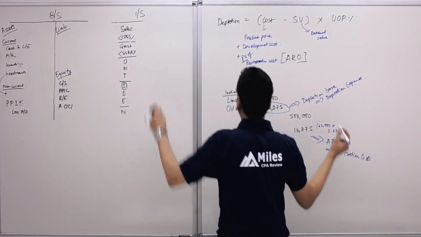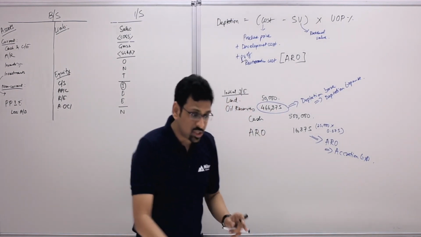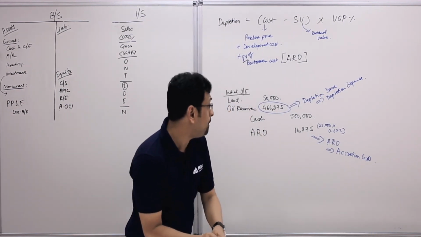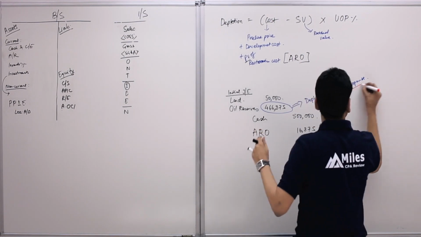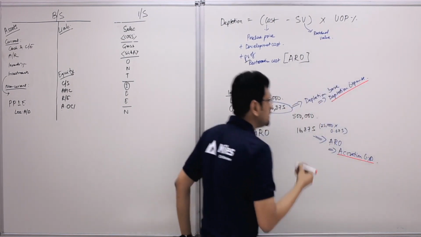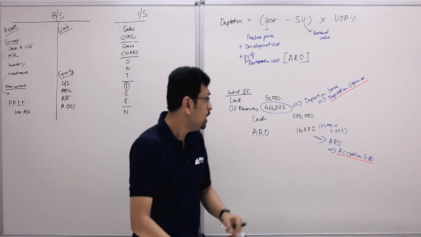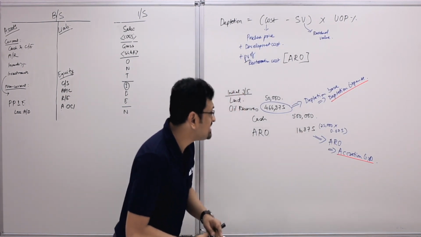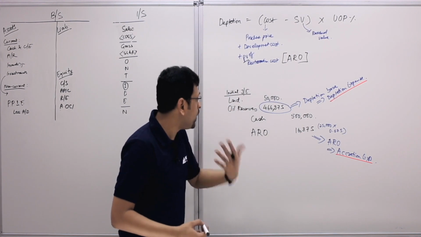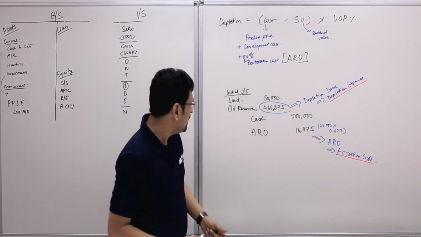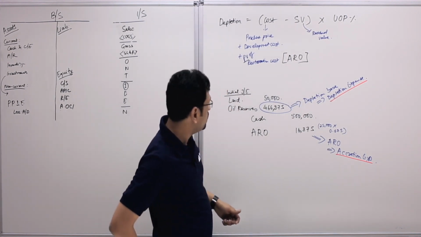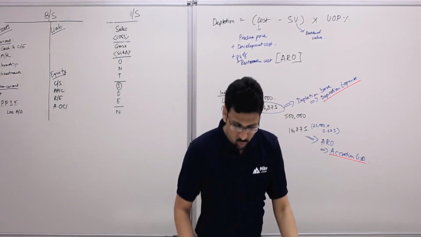So guys, basically on your income statement, you'll have two expenses. First is the depletion expense. Second is the accretion expense for the asset retirement obligation. So you got to grow the 16,875 to $25,000. So let's put it here. Okay, let's do it on that side of the board. We'll have more space there.